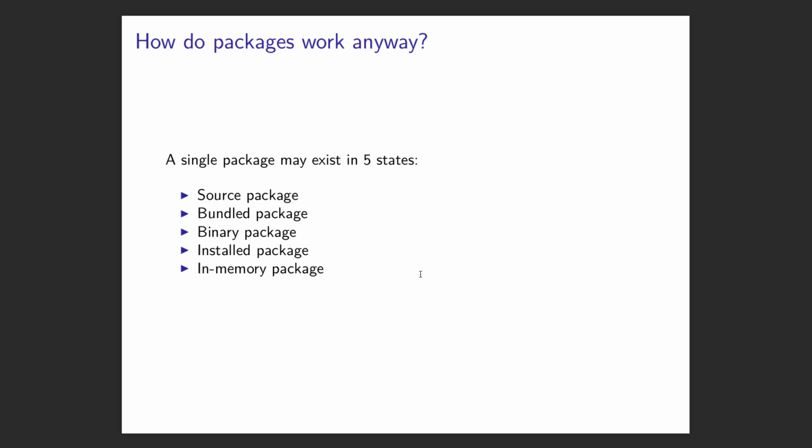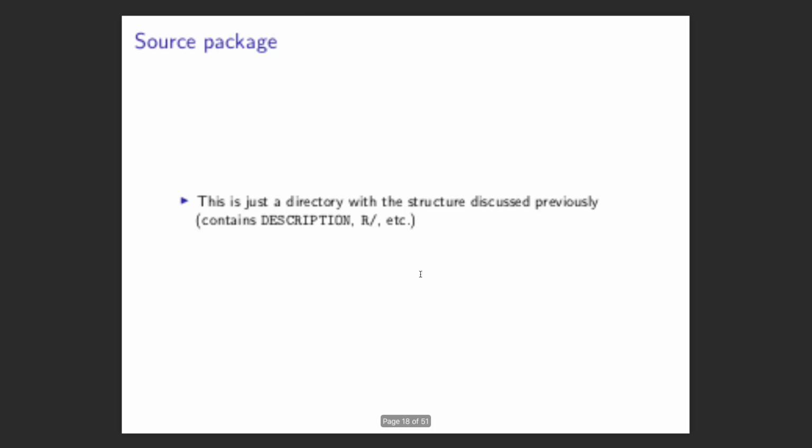Alright, so how exactly do R packages work anyway? Before we build an R package, let's talk a little bit about how a package gets from the state of this source directory with these R scripts to the point where it's a loaded package that you're working with in R. A single package can actually exist in 5 different states. You can have the source package, which is the version that we just saw as a directory, several other versions, and eventually the in-memory package, which is the way it is represented when you actually have that package loaded and are working with it in R. Let's talk about each of these individually.